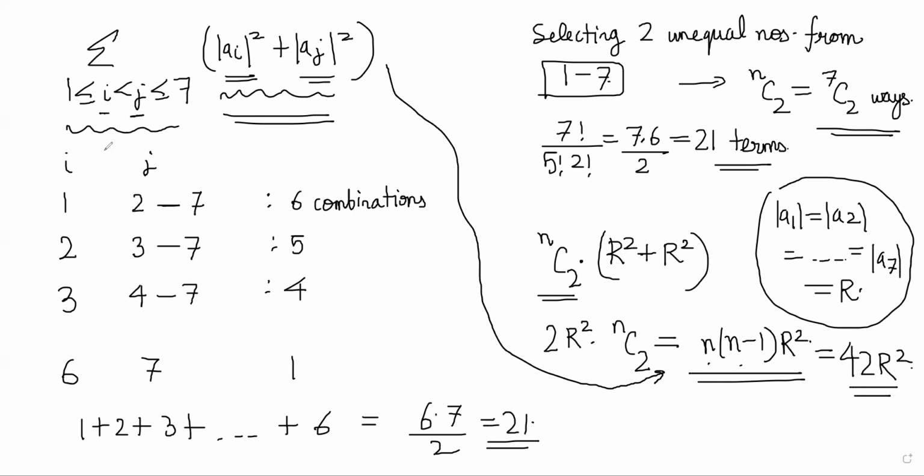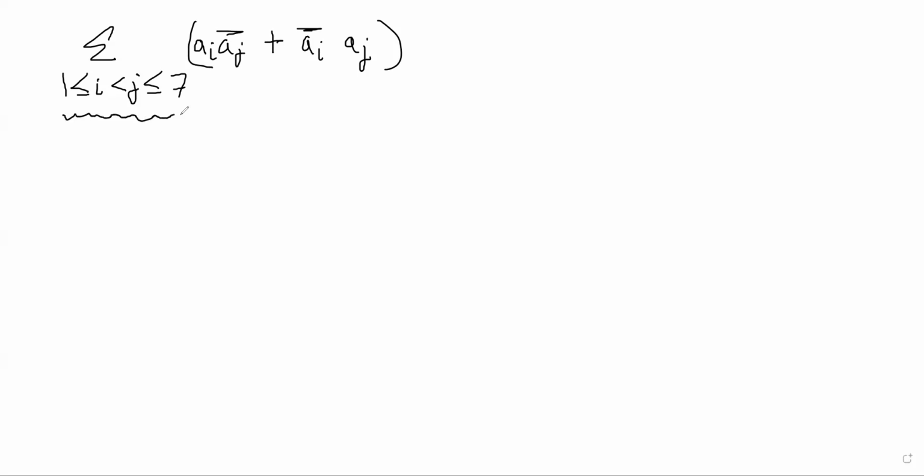Let's look at the other part of the summation, which was this: summation 1 less than i less than j less than or equal to 7 of ai aj conjugate plus ai conjugate aj, right? Again, we do the same idea. Here, you have to make sure that i is less than j. So if you think about it, there will be 21 terms like this where i is always less than j, but the ai's are not being conjugated. In the first part of it, ai's are not conjugated. In the second part, the ai's are conjugated, right?